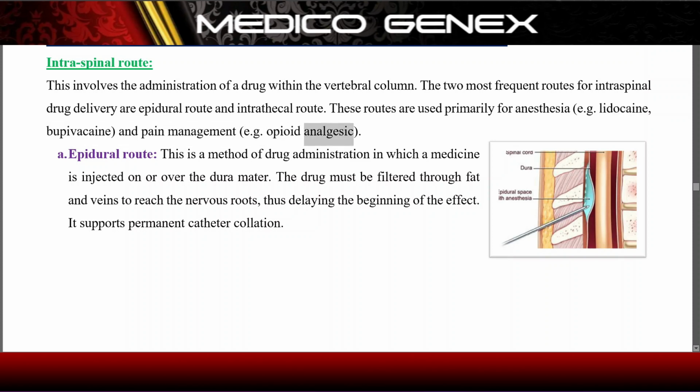Opioid analgesic. Epidural route. This is a method of drug administration in which a medicine is injected on or over the dura mater. The drug must be filtered through fat and veins to reach the nervous roots, thus delaying the beginning of the effect. It supports permanent catheter placement.